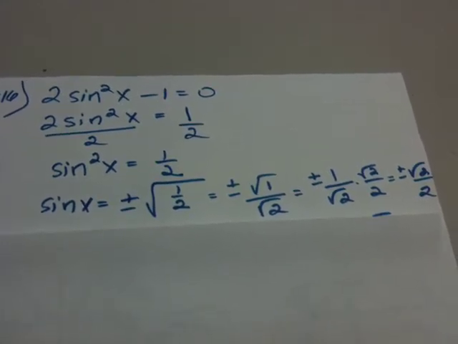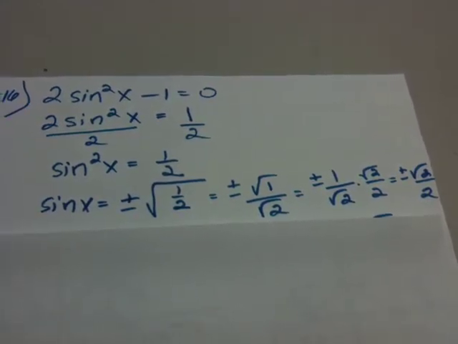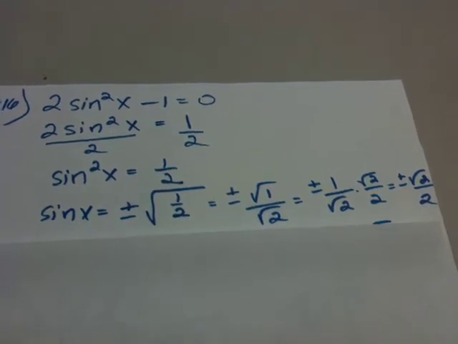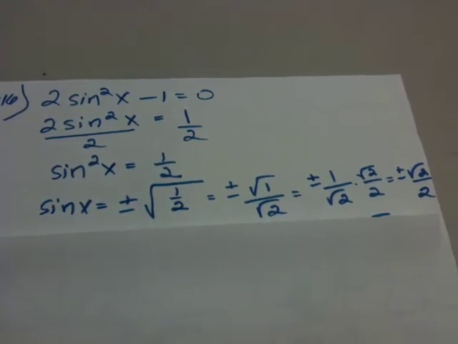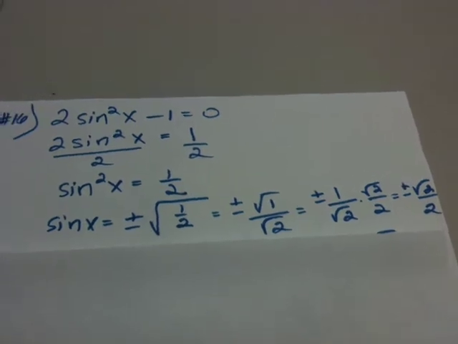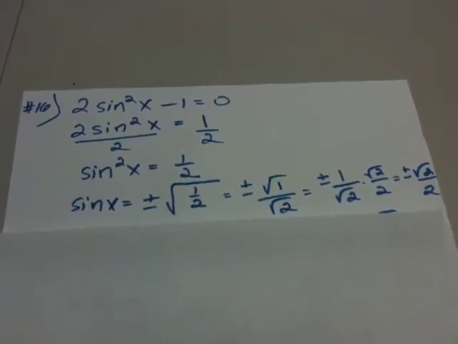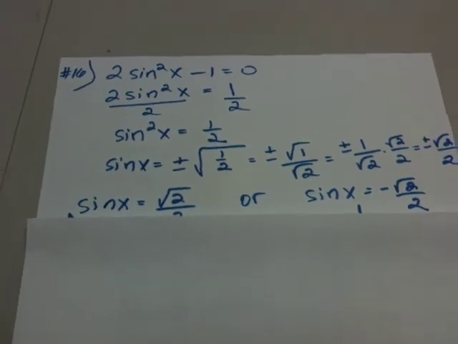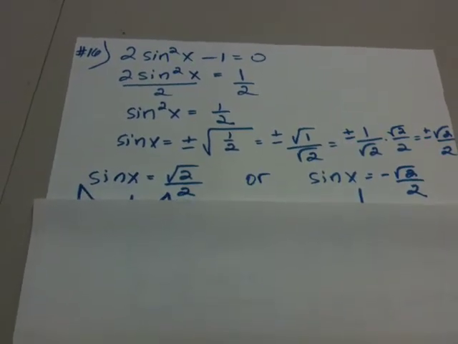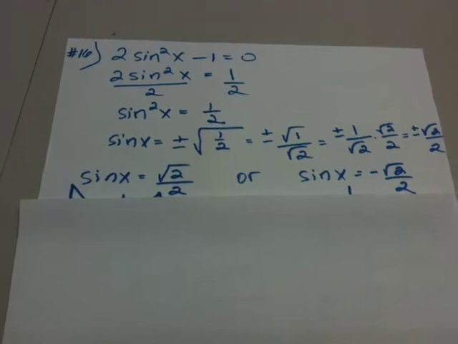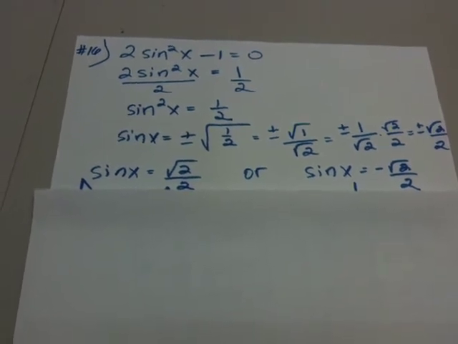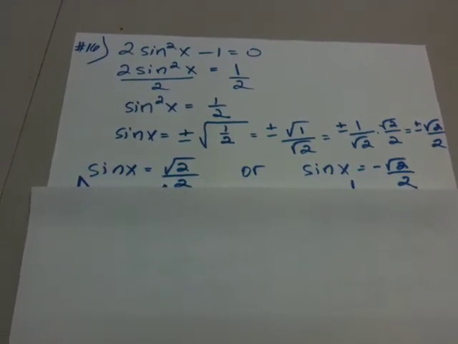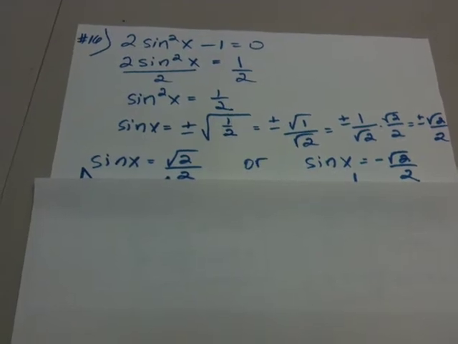Square root of 1 is 1, so we get plus or minus 1 over the square root of 2. We're going to rationalize the denominator, and ultimately we're going to get plus or minus the square root of 2 over 2. So that means we're going to have to determine where the sine of x is equal to the square root of 2 over 2, and where the sine of x is equal to negative square root of 2 over 2. For both of these, I'm going to draw the appropriate unit circle.